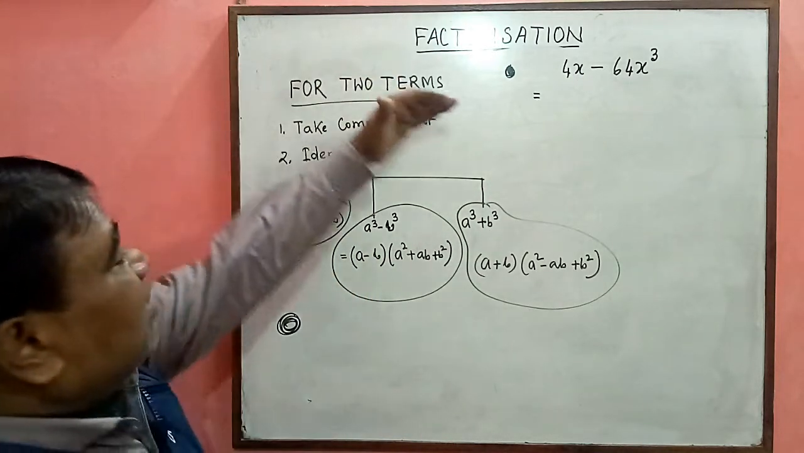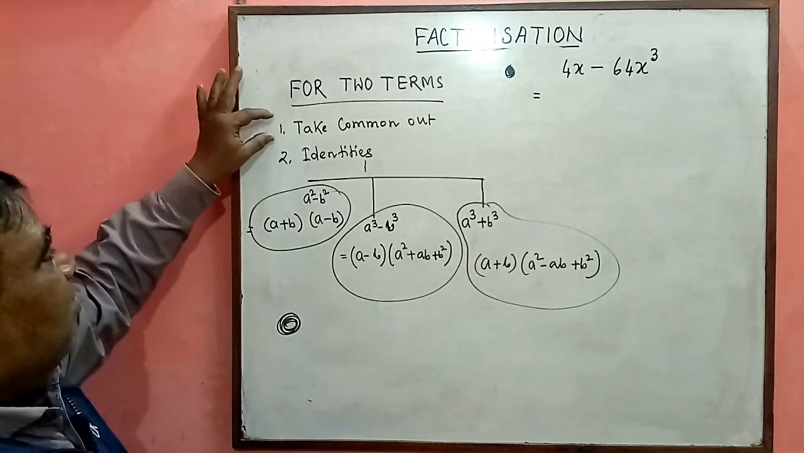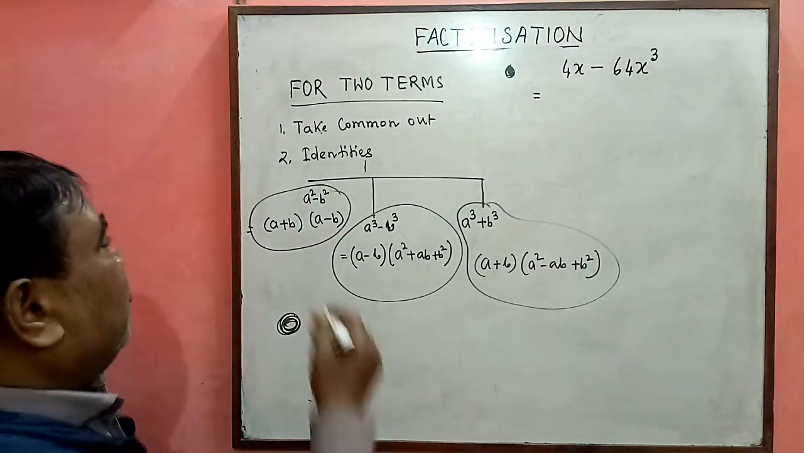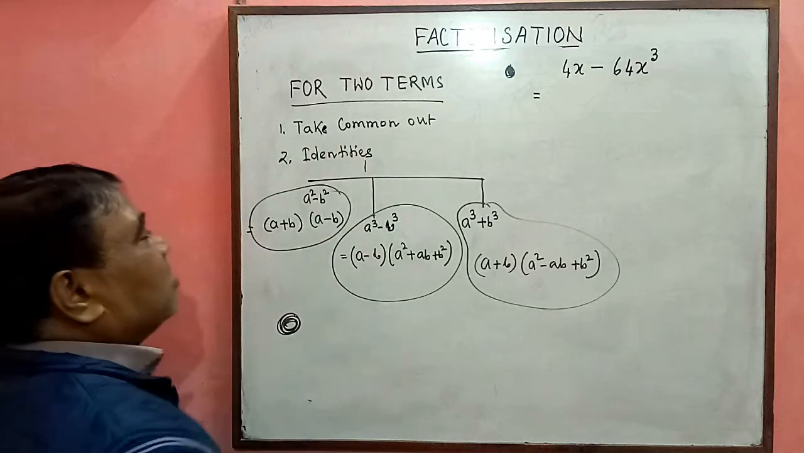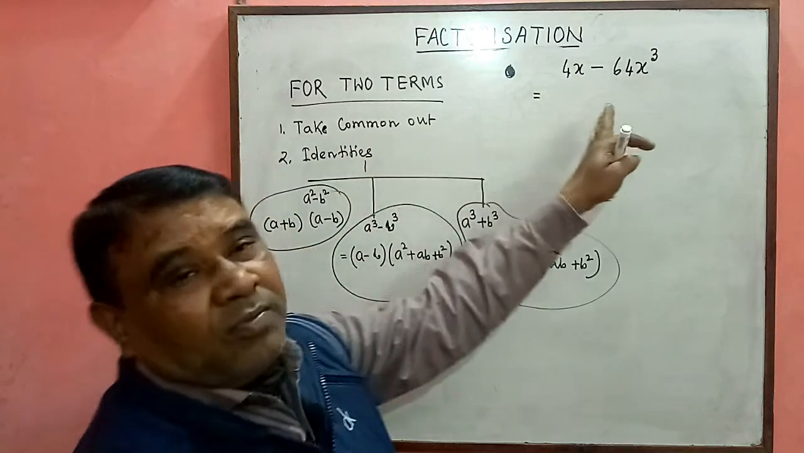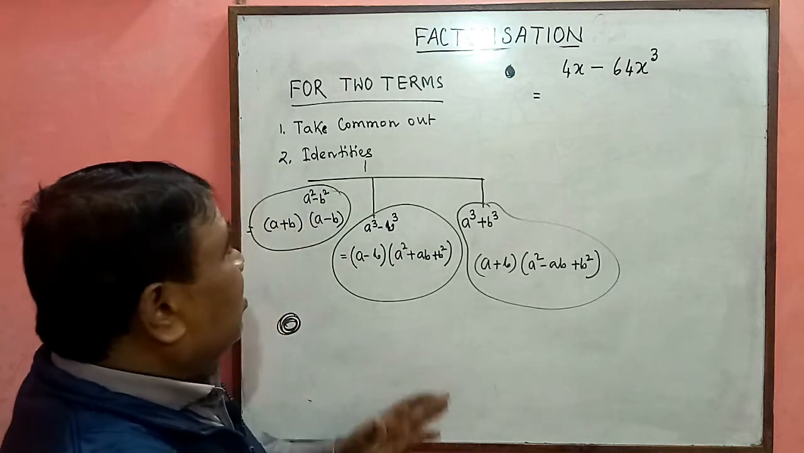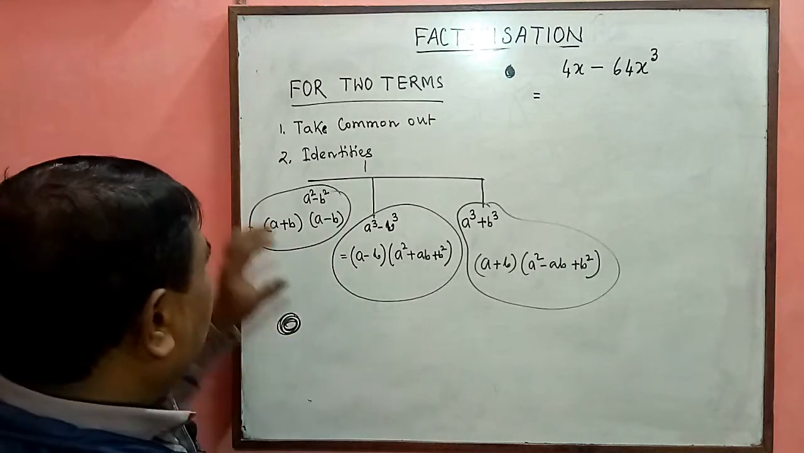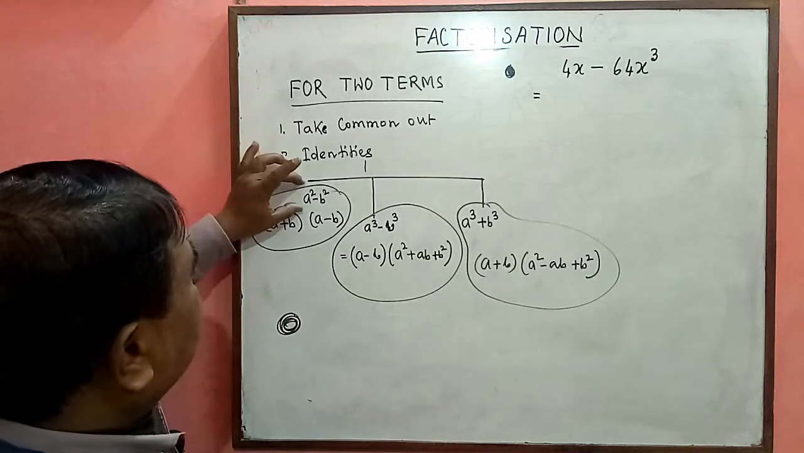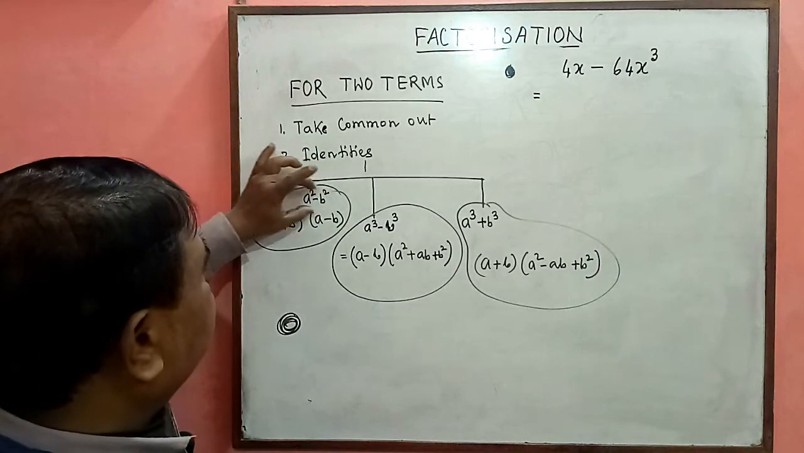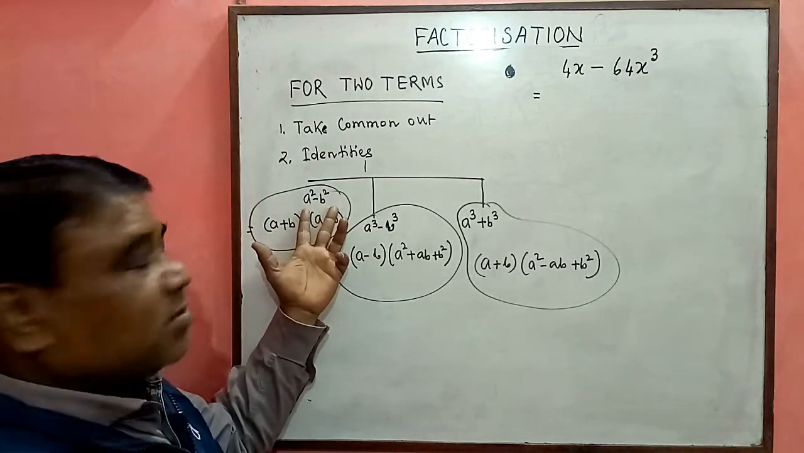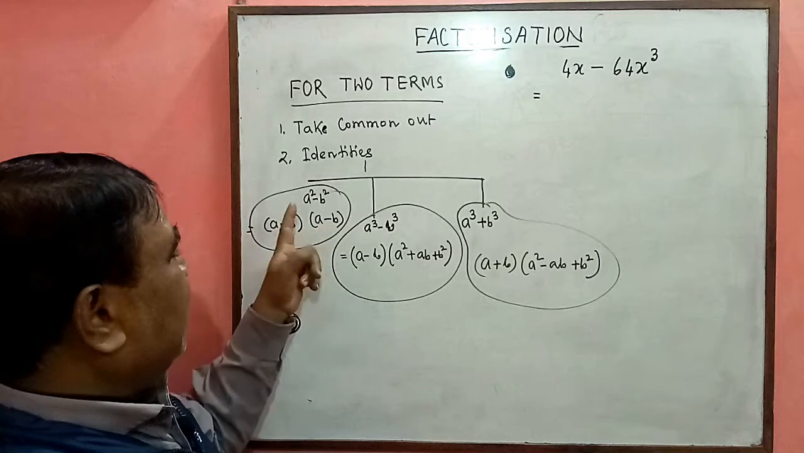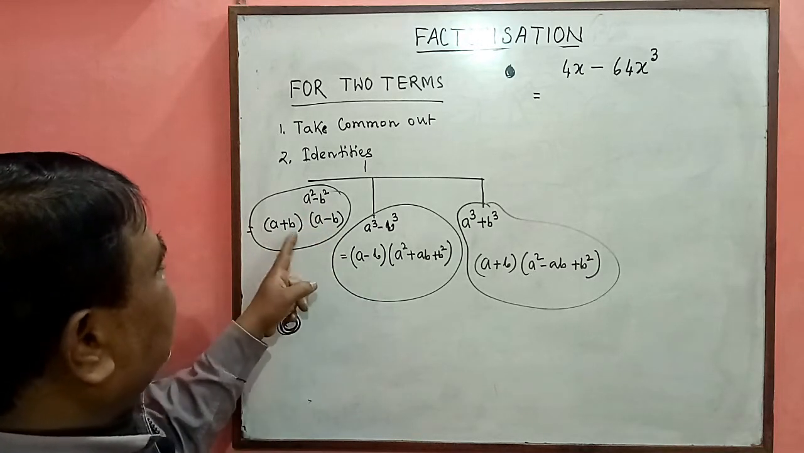So for two terms, we have to remember, first of all, the first step should be take common out. Taking common out is the first and foremost step for factorization. After that, if there is no common, then proceed further. Then see whether there are identities like a square minus b square, difference between two squares, sum of those numbers into difference of those numbers. Like a square minus b square, it is a plus b into a minus b.